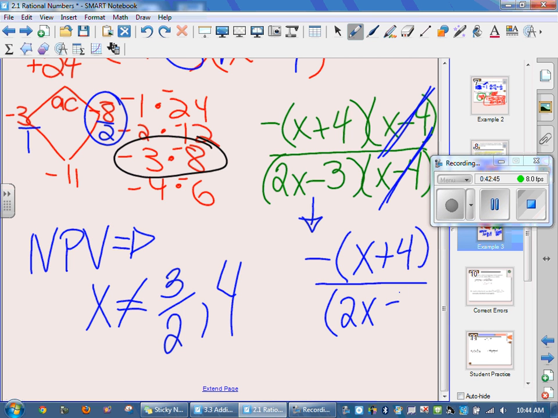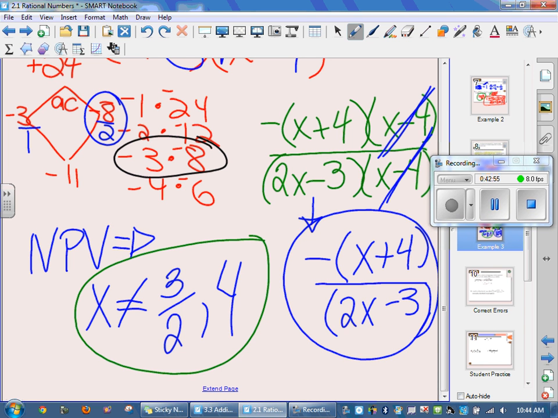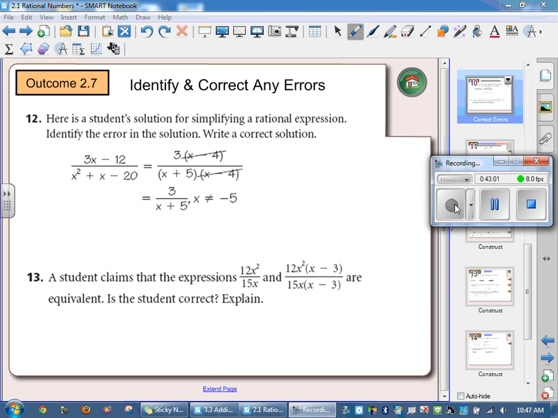Okay, let's take a look and see what they did. I got a couple minutes to work on it. So, our original expression, did they factor the top correctly? Yes, they did. Did they factor the bottom correctly? Yes, they did. Good. Did they simplify correctly? Yes. And what is wrong with it? Right. They forgot, because they crossed this guy off, they forgot to include him as a non-permissible value.